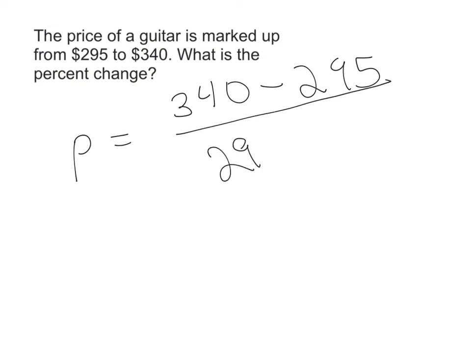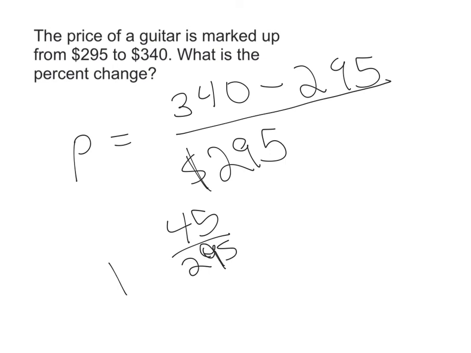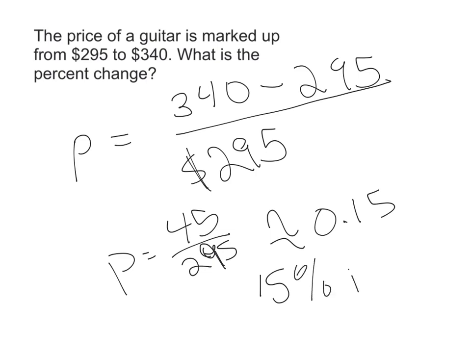No matter what order you use on top, this is always the original amount on the bottom that you're dividing by. So 340 minus 295 is 45, and that's going to be divided by 295, and that's going to be our percent, which is about 0.15, which if we multiply by 100 is 15% increase.